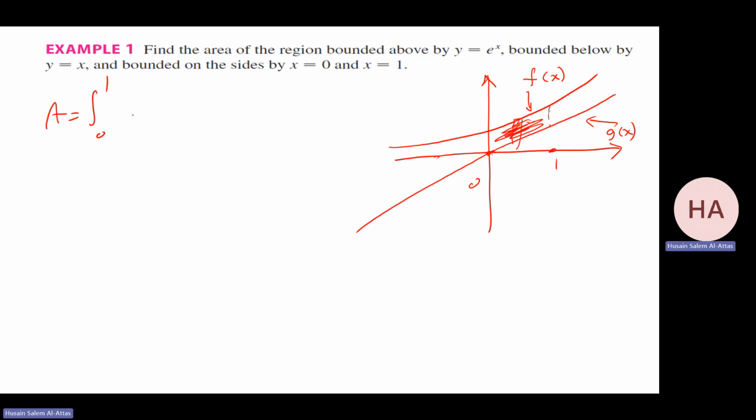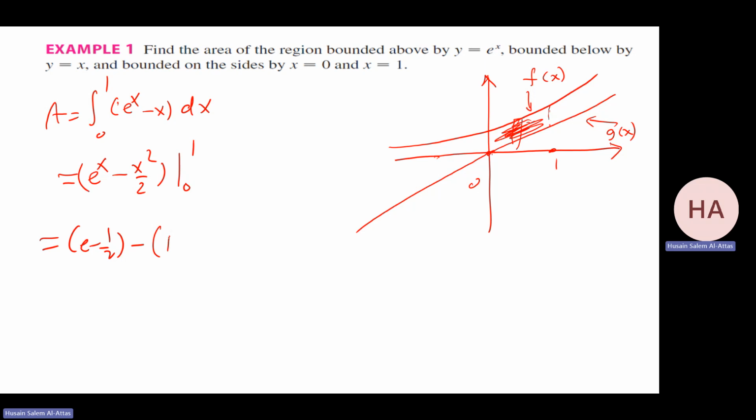Let me do it quickly. e to the power x minus x dx. Now it's just a matter of calculation. That gives me what? e to the power x minus x squared over 2 from 0 to 1. That will be e minus half, yeah, since I have space, let me do it here. That will be e minus half minus e to the power 0, which is 1. So it will be e minus 3 over 2. That's it.